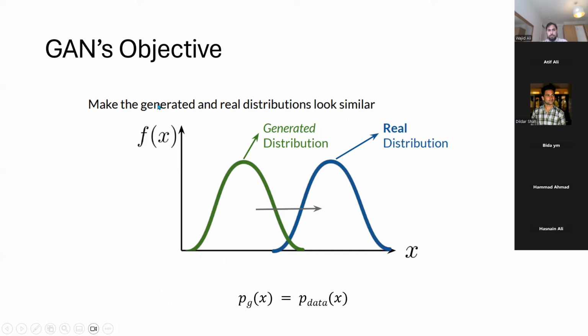So GAN's objective is to make generated and real distributions look alike. Let's say this is the real world distribution data, or real images data, and these are the generated image data. Initially these two will be very far from each other, but as the model gets better and better, these will come closer, and generated data will look exactly like the real data. So the generated data probability distribution will be similar to, in the ideal situation, the actual data here.